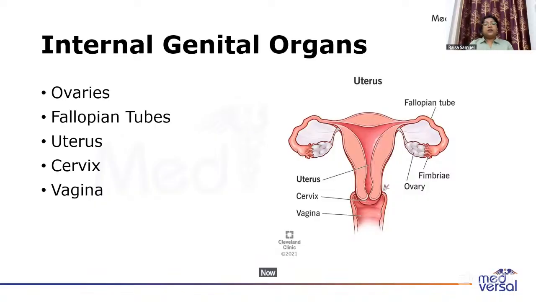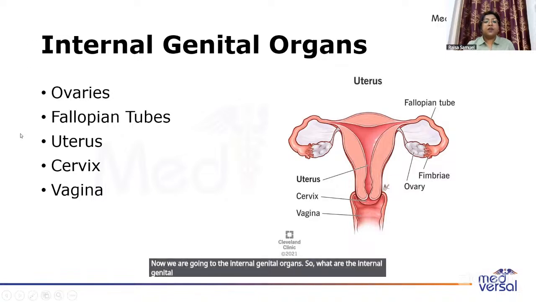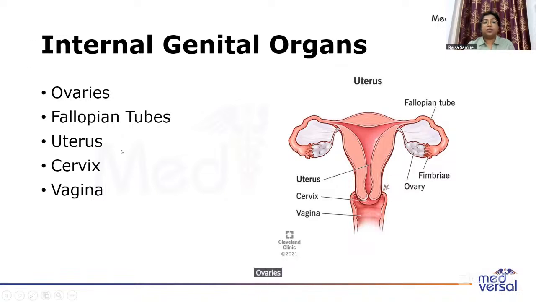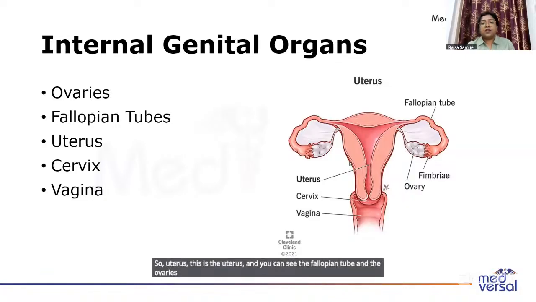Now we are going to the internal genital organs. So what are the internal genital organs? Ovaries, fallopian tubes, uterus, cervix, and vagina. So this is the uterus, and you can see the fallopian tube and the ovaries on both sides. Uterus again is connected to the vagina through the cervix.